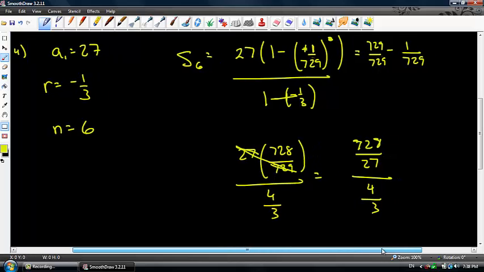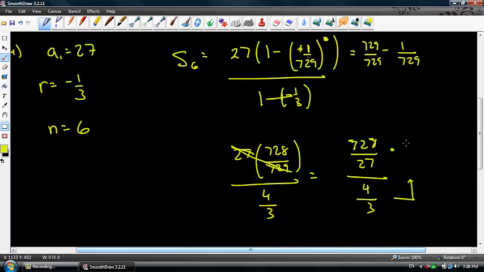Now, I'm going to flip and multiply, because that's how I do complex fractions. This is 728 divided by 4, which is 182 up top. Those cancel each other out, and then the 3 and the 27 gets you the 9 on the bottom.